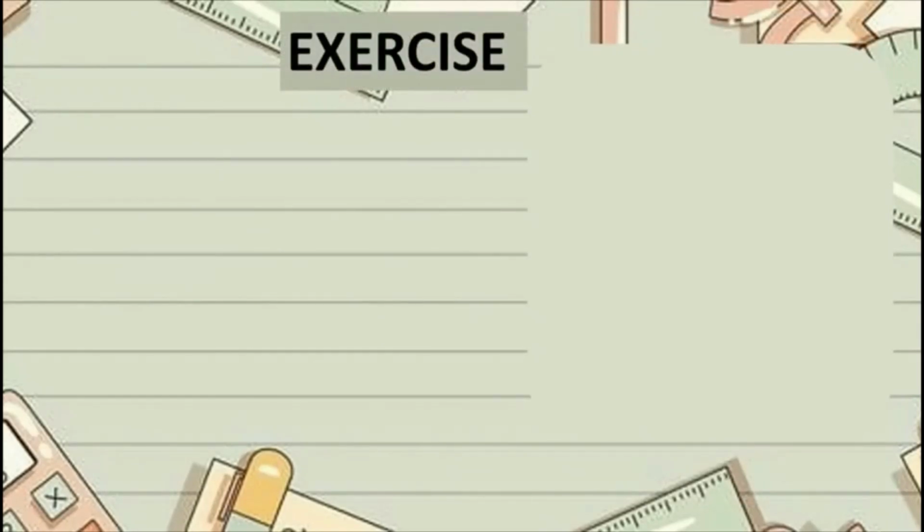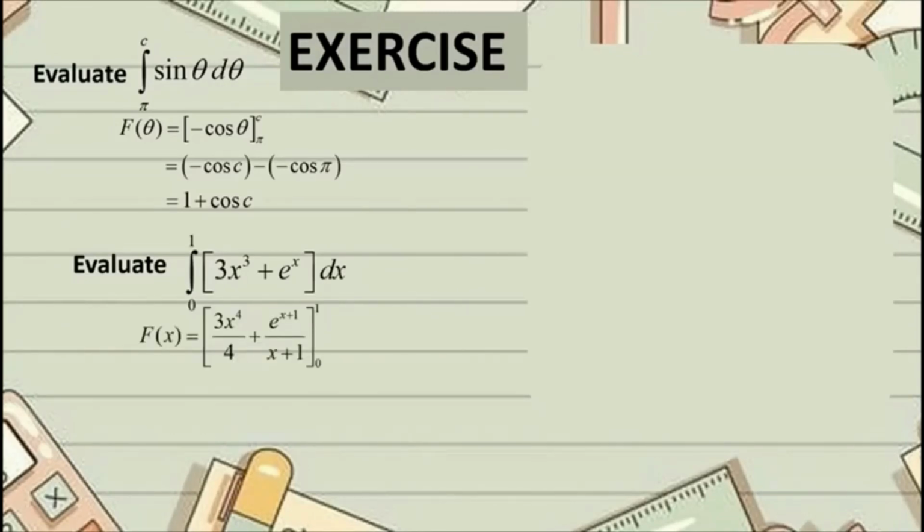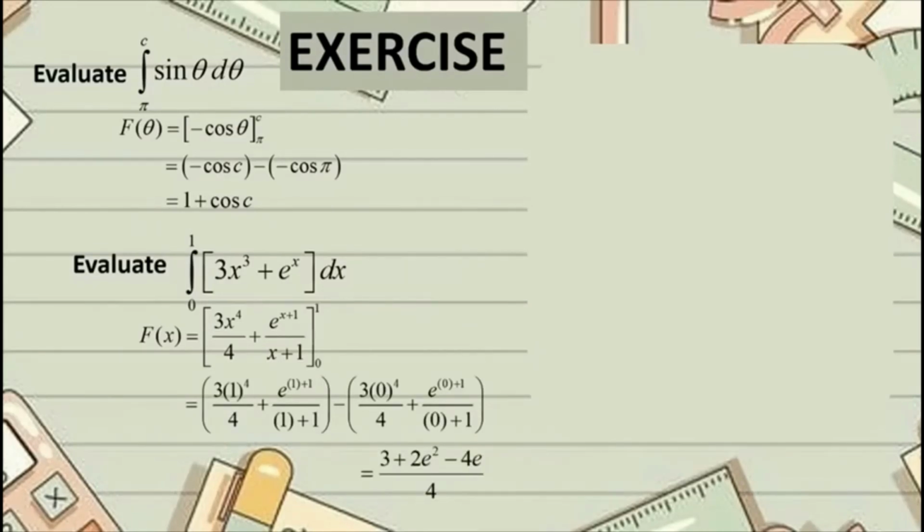Let's have some exercise. Try to evaluate the integral from pi to c of sin theta d theta. Find the antiderivative of sin theta and substitute the limit and we get the answer 1 plus cos c. Feel free to try this exercise on your own. First of all, we need to find the antiderivative and substitute the limit and we get the answer.